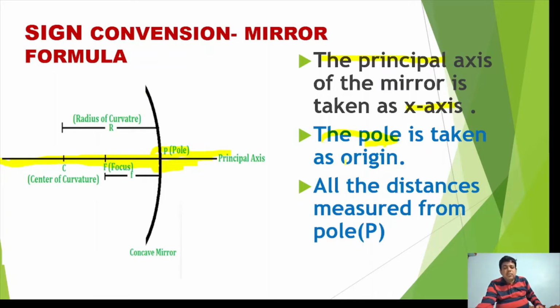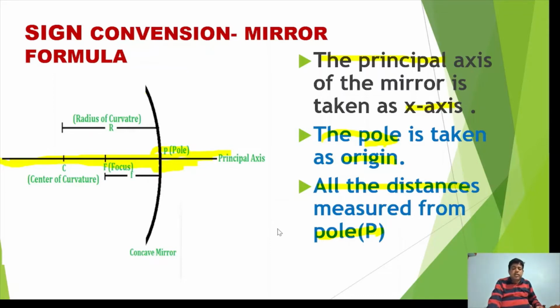The pole is taken as origin. Another important thing: all the distances, whether the object distance, image distance, focal length, or radius of curvature, are measured from the pole. If you find the distance of the object, distance of the image, focal length, radius of curvature, all are measured from the pole.